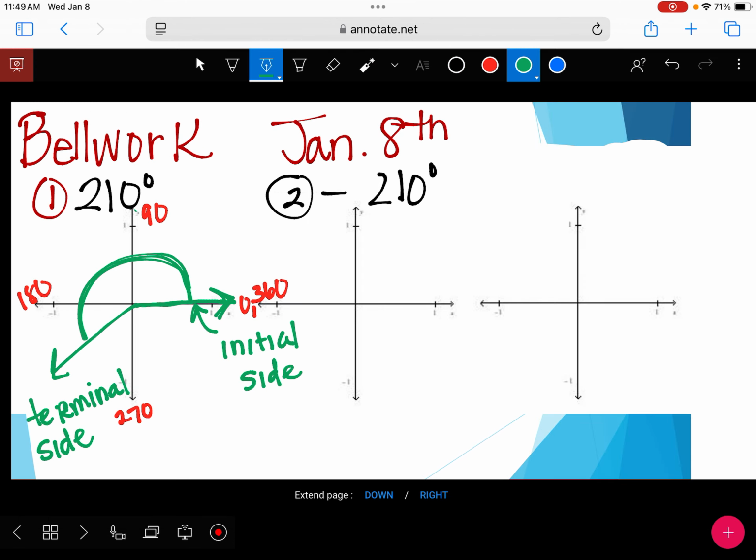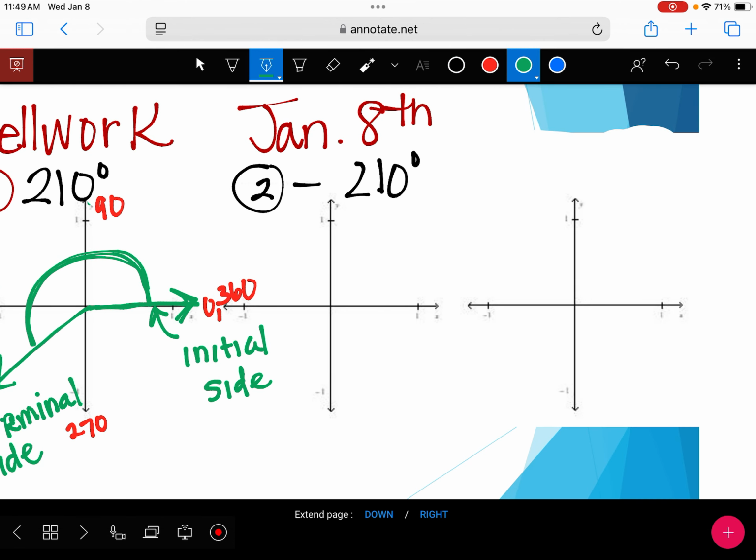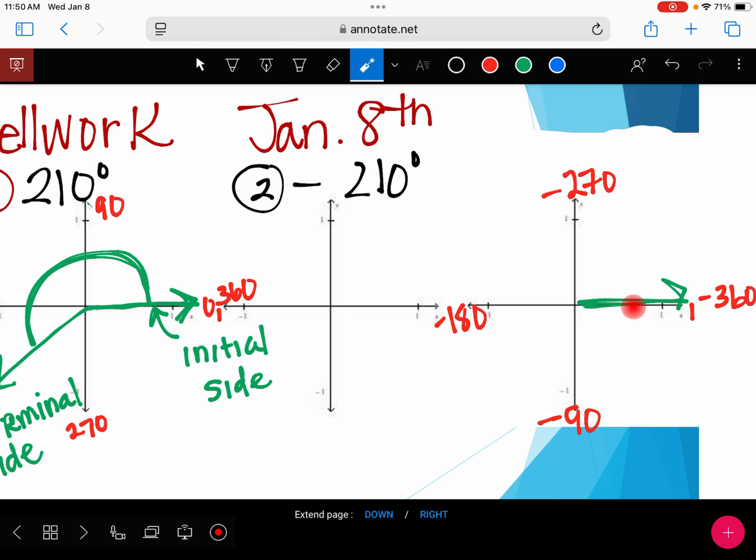Okay, negative 210. So again, this is my initial side. Now negative rotates clockwise. So this would be negative 90. This is negative 180. This is negative 270. This is negative 360. So my range of motion, everybody look at the screen. Now I'm swinging this direction. Okay, so this is my range of motion.